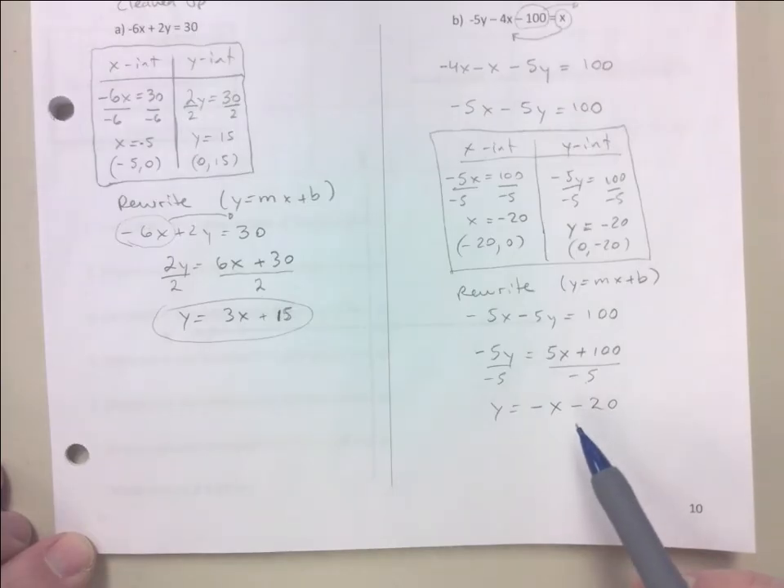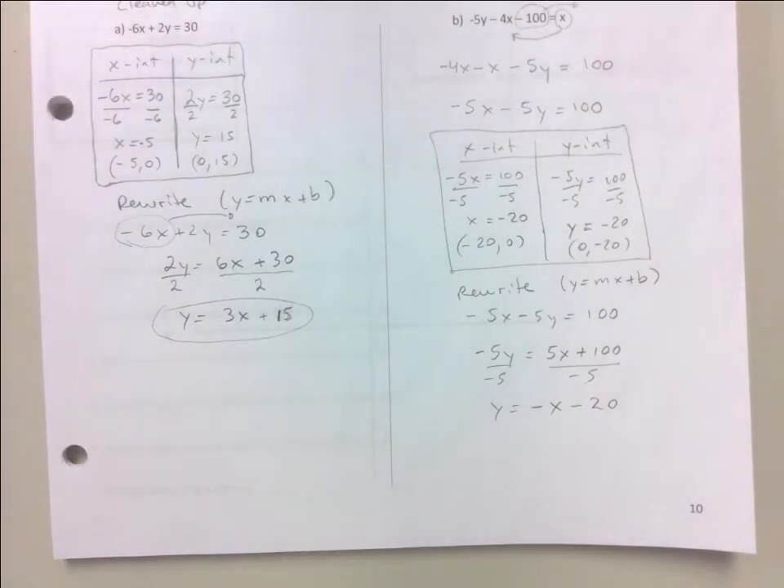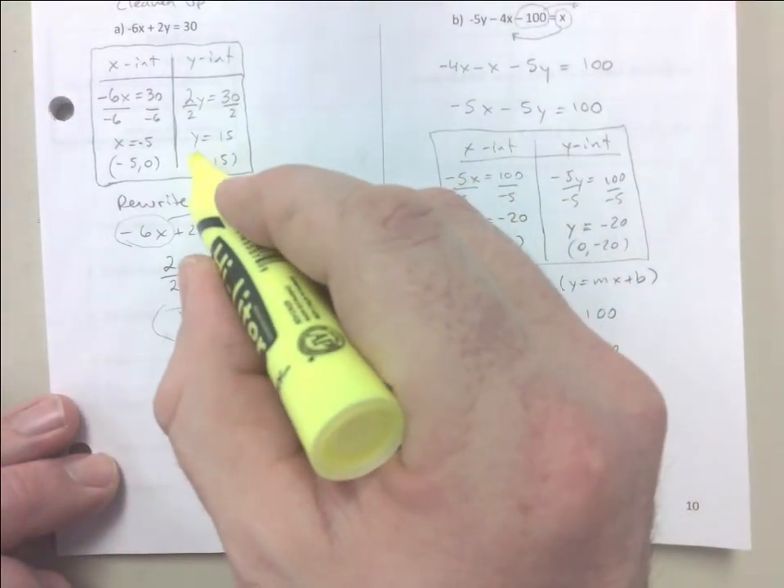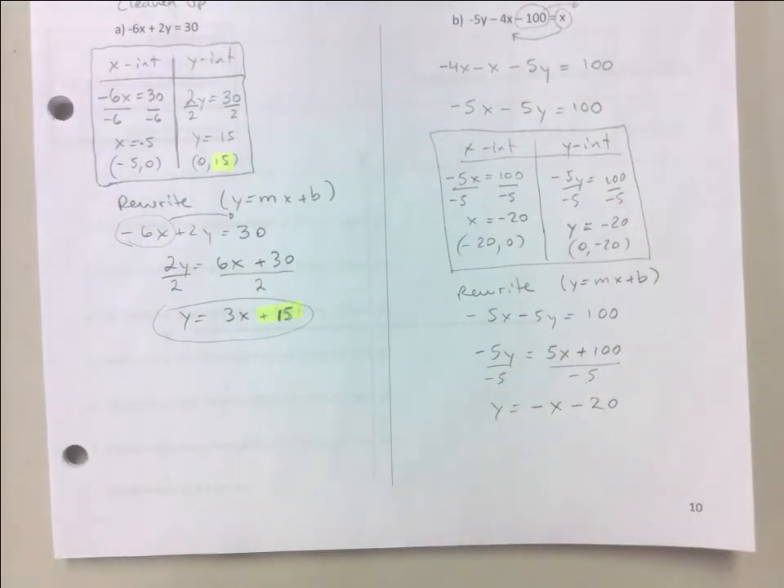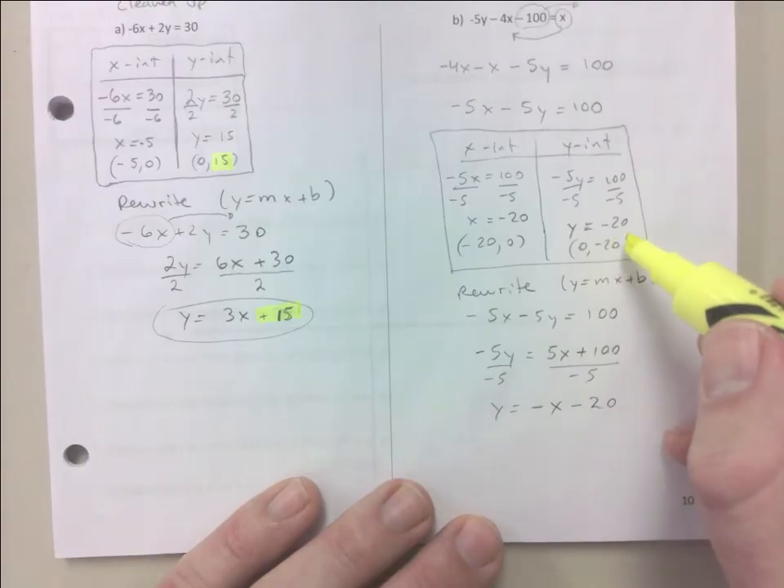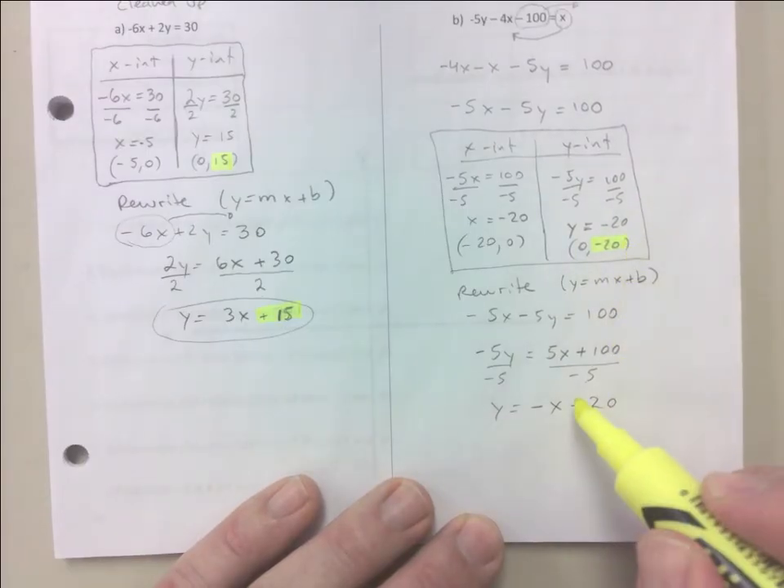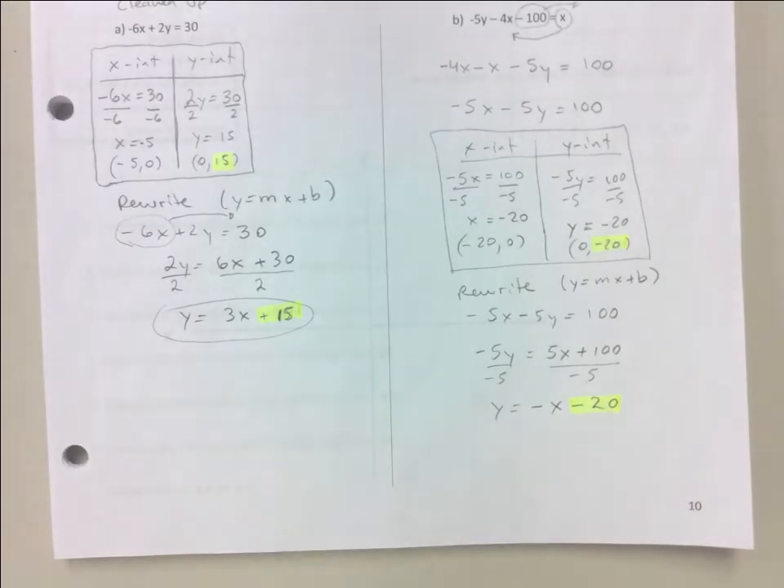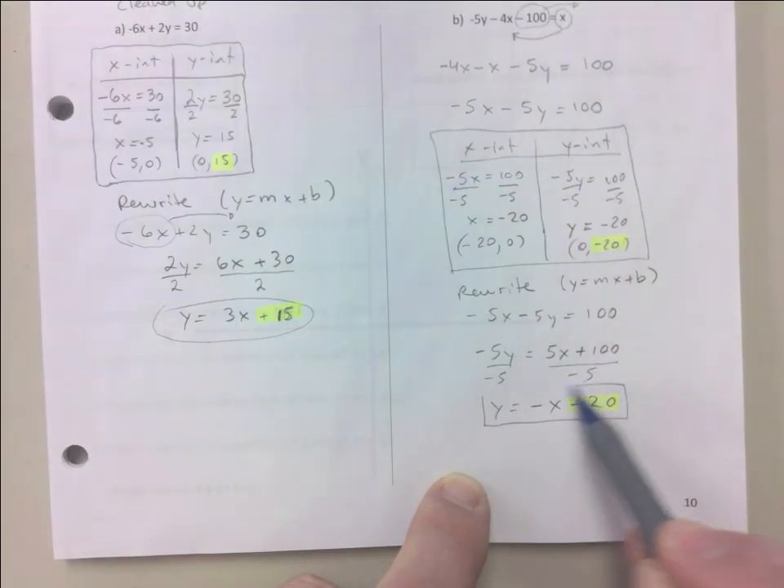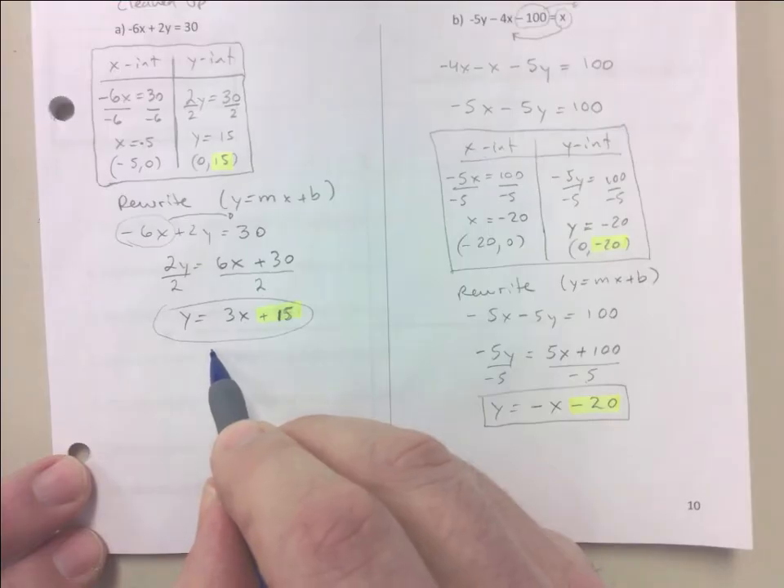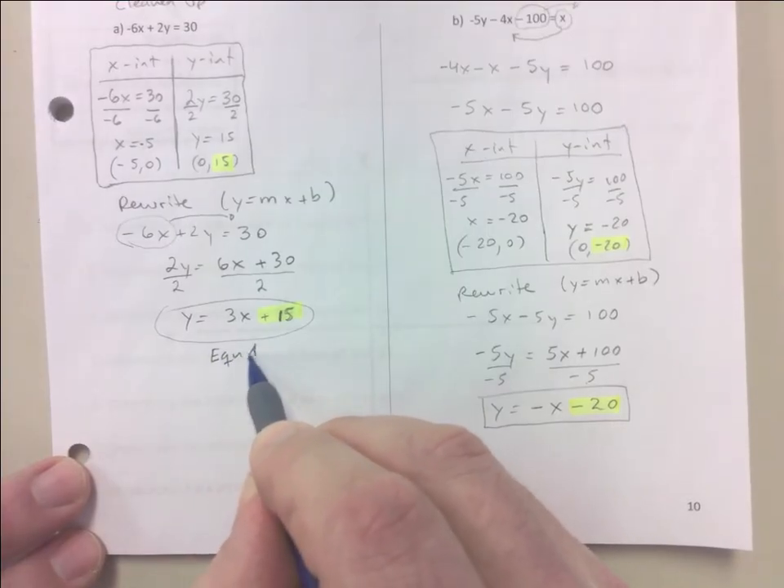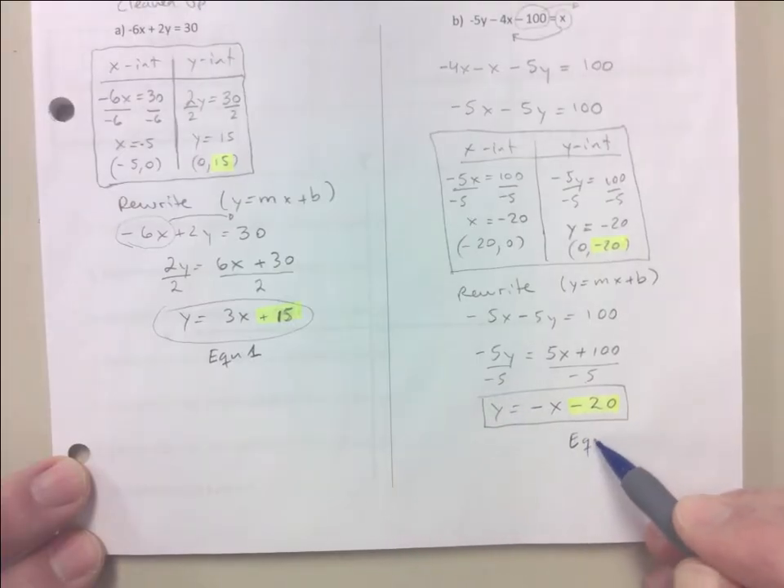This should not surprise you, right? Like, if you think about it, you had the 15 as your y-intercept, and when you rewrite it, you end up with a 15 there, right? You have a negative 20 for your y-intercept here. You get a negative 20 there. It shouldn't surprise you. That's actually what you should see. If you don't, you should check your work. Okay. So I would call this equation 1, right? And this is equation 2, so to speak.